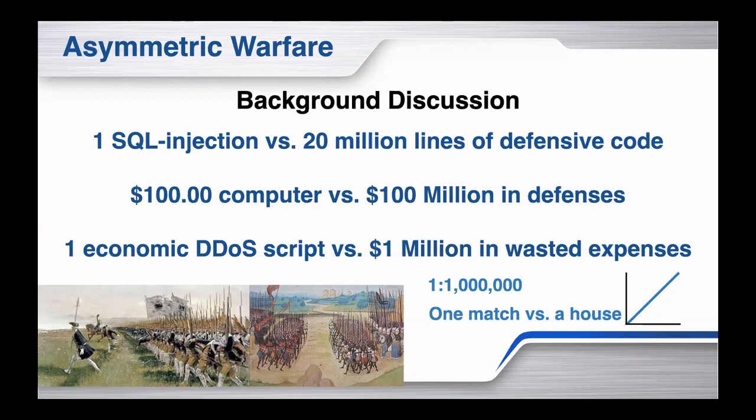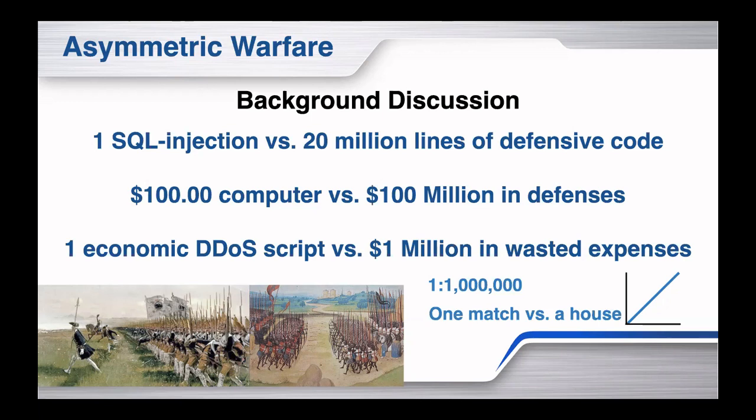Taken to an extreme, when we talk about asymmetric warfare in a sense of cyber, you get this scenario where you have like one SQL injection or literally one line of code, which can go against 20 million lines of defensive code, and it wins. And it's like a massive disparity in the amount of work trying to prevent something and the amount of work that the attacker had to do to get in. Likewise, $100 computer versus $100 million of defenses. So if you're the defense department or something, you're spending tons of money and 24-hour staff, yet this person with a $100 computer in certain situations can get in.